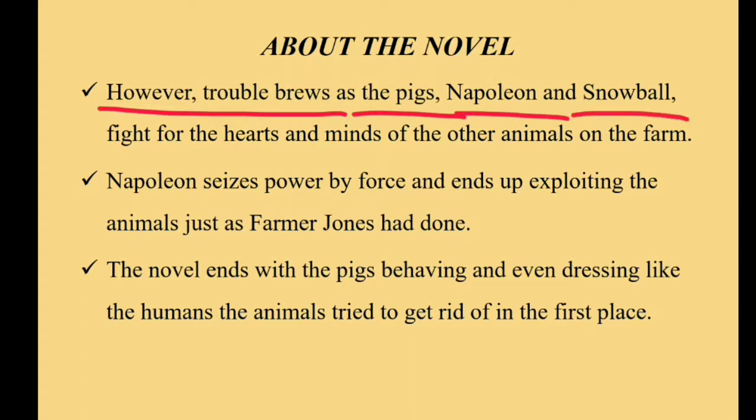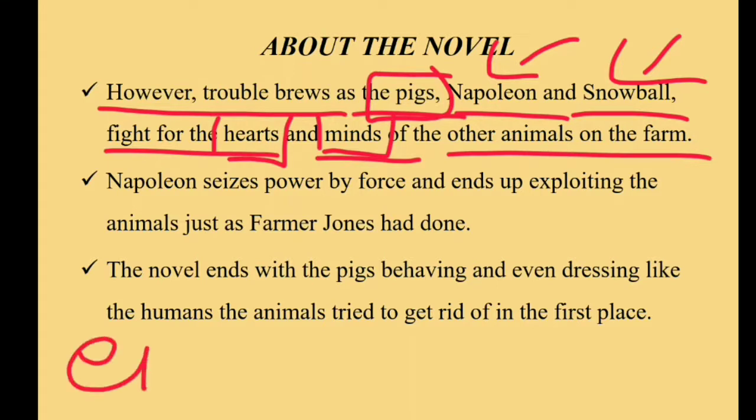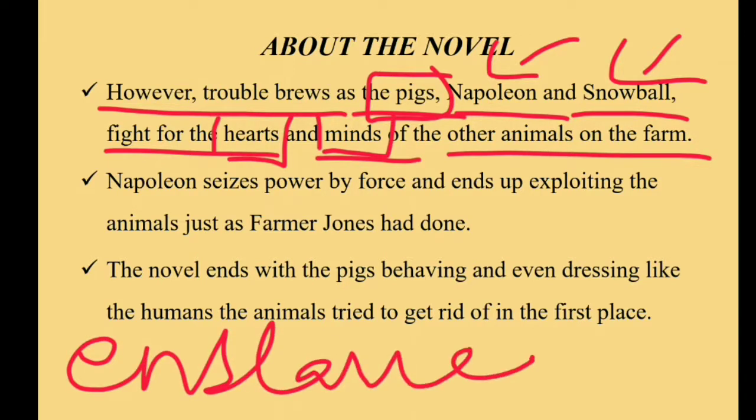However, trouble brews as the pigs Napoleon and Snowball fight for the hearts and minds of the other animals on the farm. Here, Napoleon and Snowball, these two pigs on the farm, wanted to have power in their hands. First of all, they wanted to govern their hearts. That means they wanted to have emotional support from these animals, and they wanted their minds as well. It means they wanted to enslave all the animals of that animal farm.